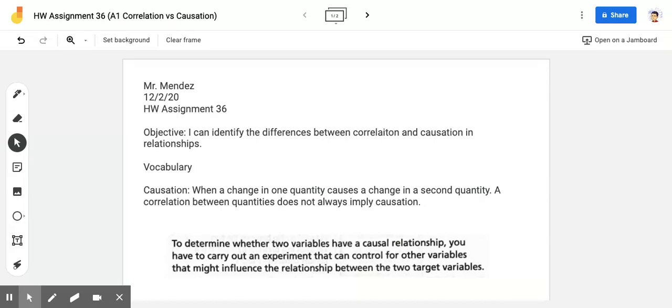All right, so we want to identify the difference between correlation and causation. So causation is when a change in one quantity causes a change in the second quantity. A correlation between quantities does not always imply causation. So just because, let's say, there's a positive correlation, doesn't mean that it's always going to be causation.